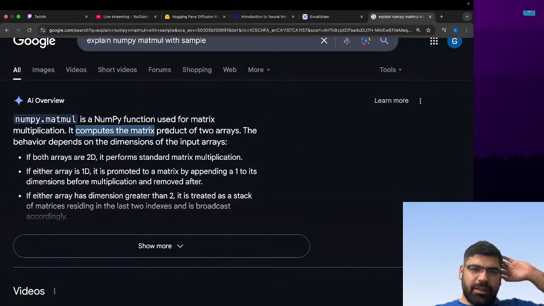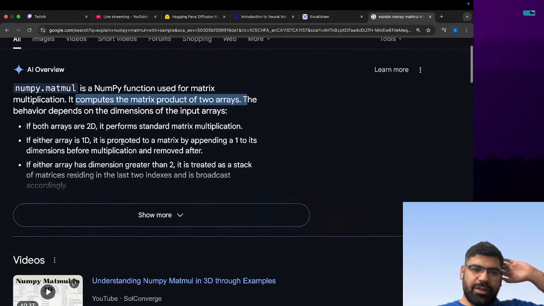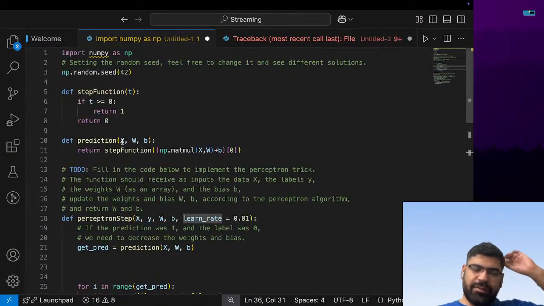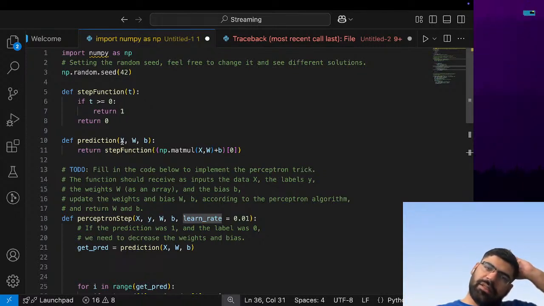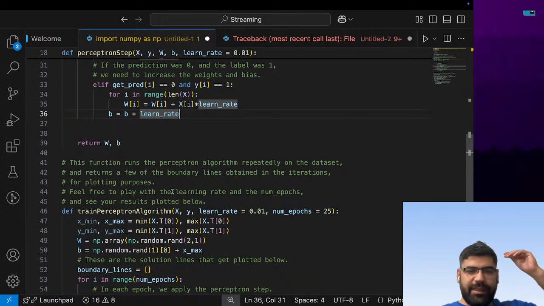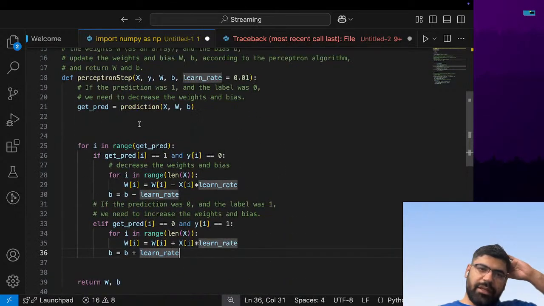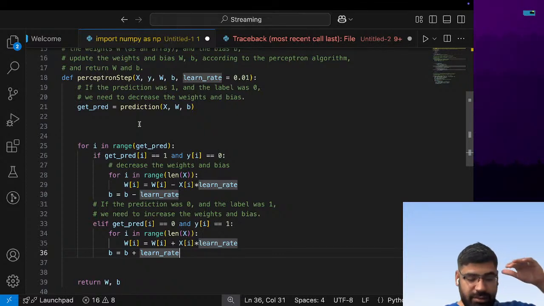It's used for matrix multiplication, computing the matrix product of two arrays. The behavior depends on the dimensions. For the dimensions of X, we have the Y's, the biases, and the weights. The weights are basically getting randomly generated. We are getting one for every point, X1 and X2, so just two values for our perceptron. And then we are trying to get, my brain is not working.